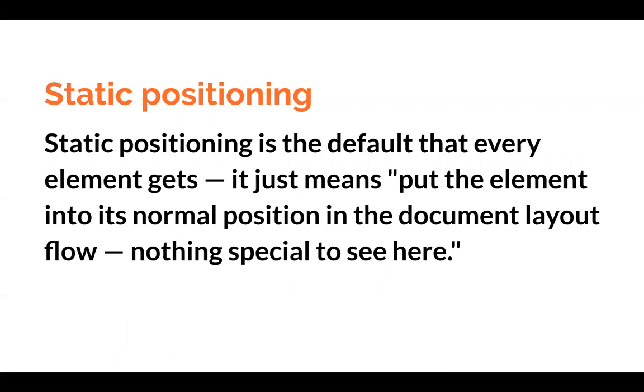So, types of positioning. First of all, we have static positioning. This is the normal position: as you put elements, they render from top to bottom, top to bottom. That's what we call static positioning. It is the default positioning in your CSS, so there's nothing special to see here. Any question?